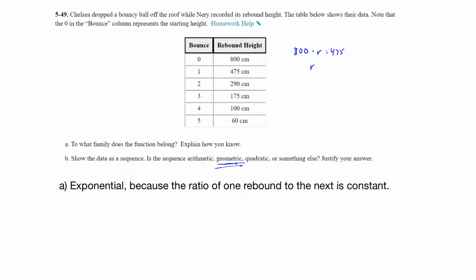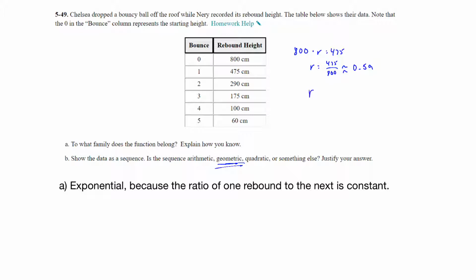So we just work backwards. We divide the 475 by the 800. And if we take 475 divided by 800, we get approximately 0.59. Okay? And so we could do this a couple of different times.